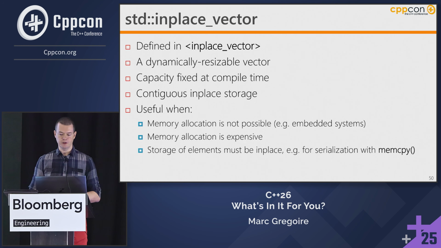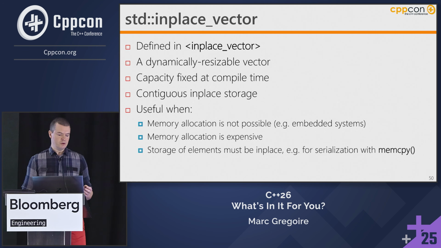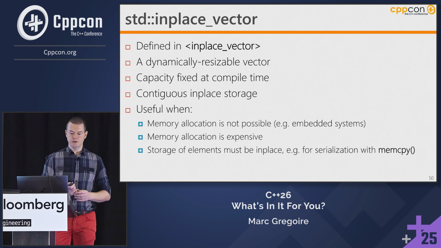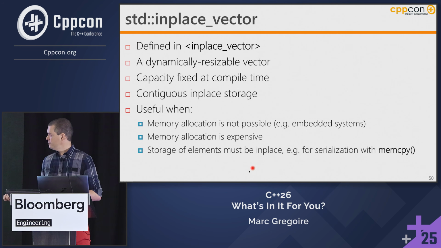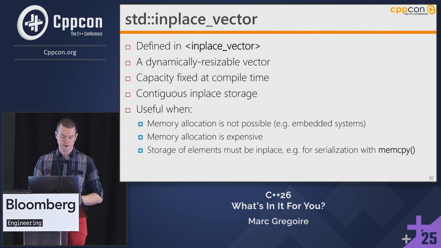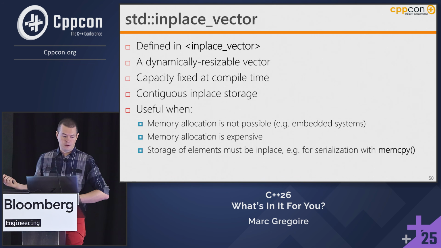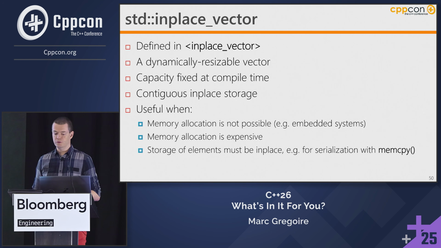What does in-place storage mean? It means that the elements for the vector are stored within the vector itself. Why is this useful? Well, sometimes memory allocation is not possible, or it can be expensive. Maybe on some embedded systems you cannot allocate memory. And maybe you require that the storage of the elements must be in place, for example, if you want to serialize with memcpy.